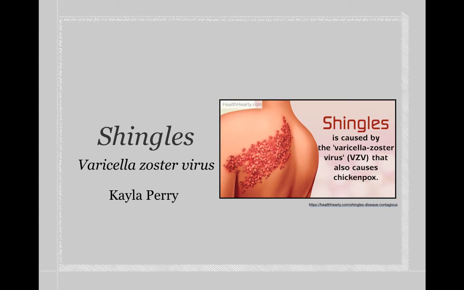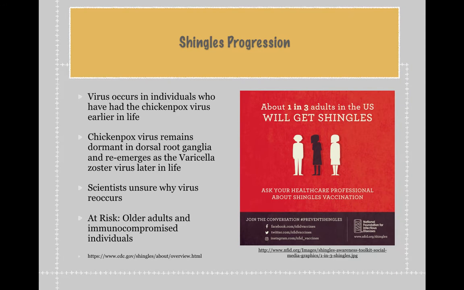Shingles is caused by the Varicella Zoster virus, the same virus that is responsible for chickenpox. It is a member of the herpes virus family. Shingles occurs in individuals who have had the chickenpox virus earlier in life. After suffering from chickenpox, the virus remains dormant in dorsal root ganglia of spinal nerves and reemerges as the Varicella Zoster virus later, usually after age 50.